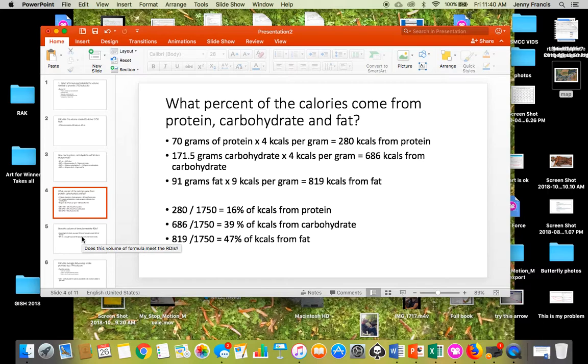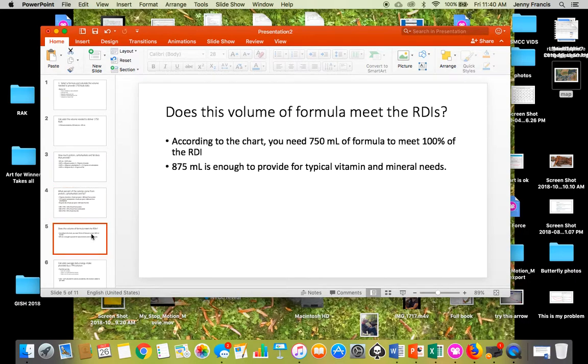To number 1, figure out how much formula you need to provide. In my case, it was 1,700 to provide 1,750 calories. And then also how much protein, carbohydrate, and fat would your patient obtain from this formula and what percent of the calories that represents. The last part of the question is, does this volume of formula meet the RDIs?